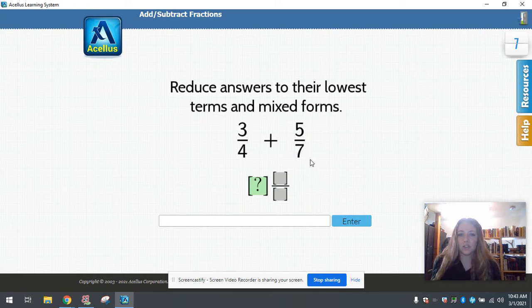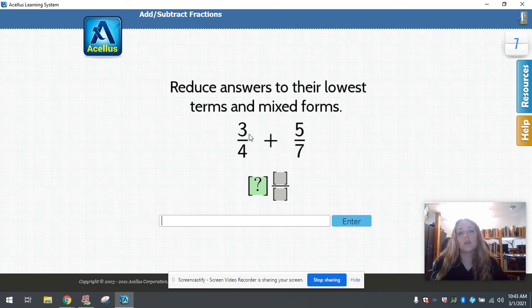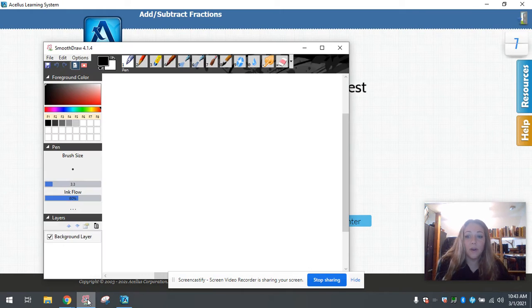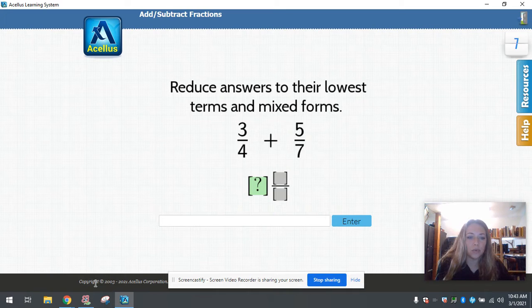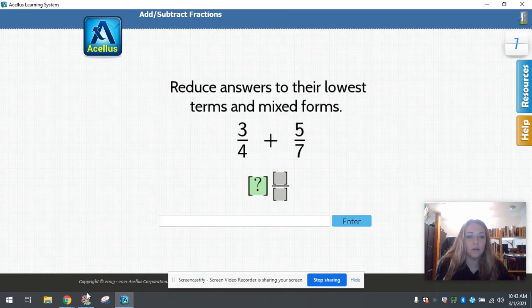In order to add fractions, you have to find a common denominator. Remember, the bottom part of the fraction is the denominator and the top part is the numerator. Finding a common denominator means finding a denominator that they both can fit into, 4 and 7, basically the same denominator. My really easy cheat way to do this is just multiplying the denominators together, but there are other ways to do it, and we will go over those as well.